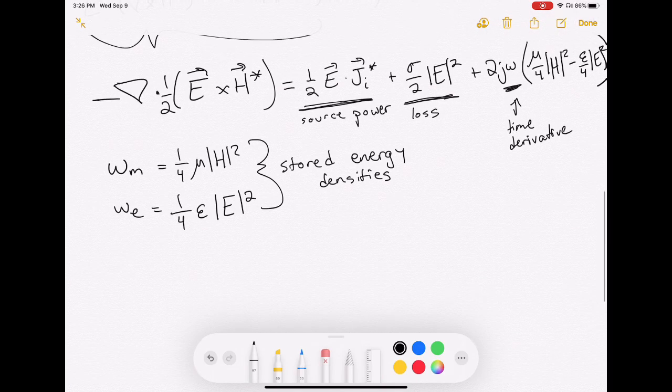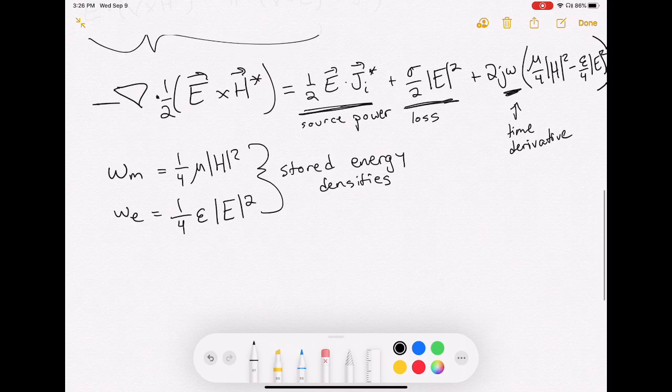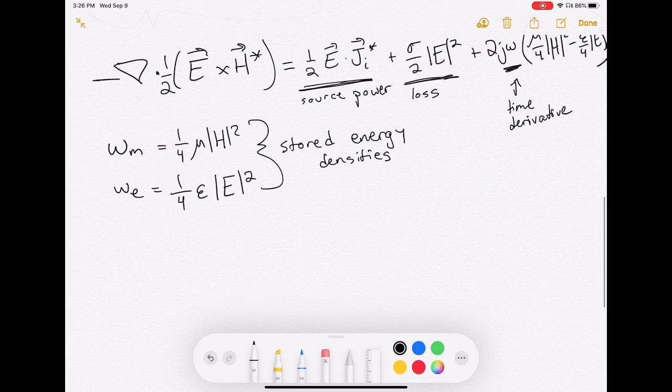So it makes sense to talk about this in the context of a volume, like I drew at the beginning. So let's take the volume integral of the whole thing. On the left-hand side, we're going to apply the divergence theorem. So the volume integral of a divergence turns into a flux integral of whatever the thing was you were taking the divergence of. So now we have the surface integral over the boundary of the volume of the complex Poynting vector dotted with the differential surface area.